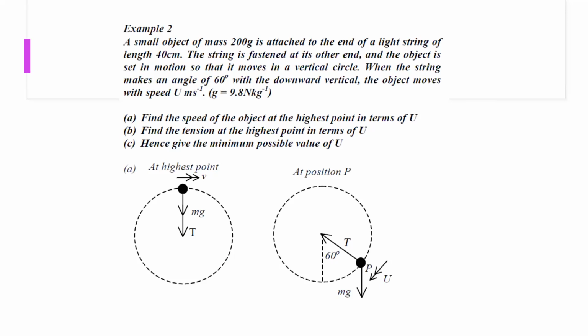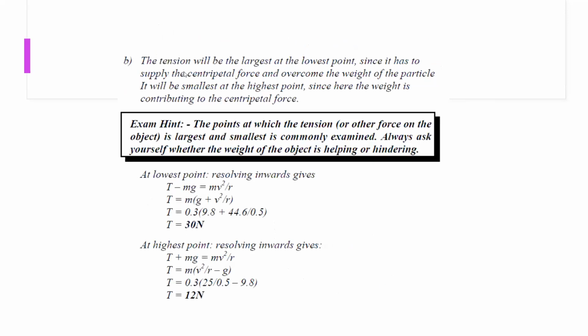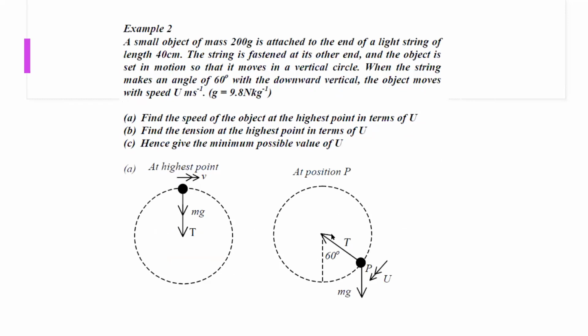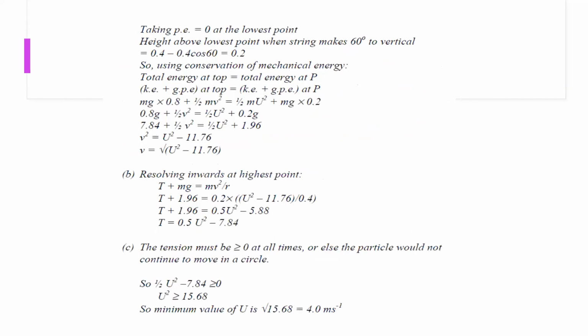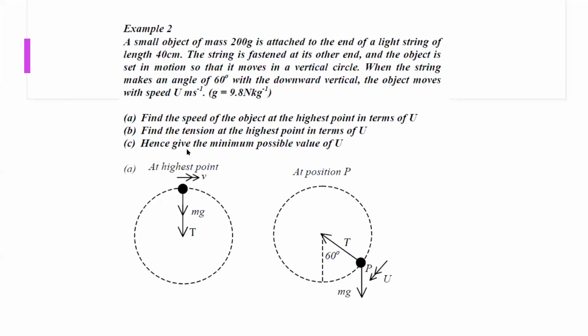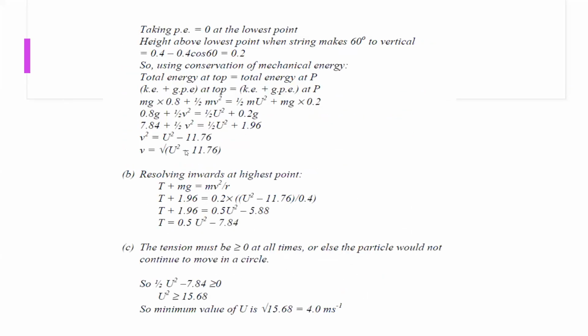In terms of u, what concept will you use? Because in the previous example it was very simple, highest and lowest point, but this time it's at a certain position P. So basically what we will do first: we'll take the potential energy at the lowest point to be 0, and then we'll find the height above that point when the string is making a 60-degree angle. So how can you find this height?